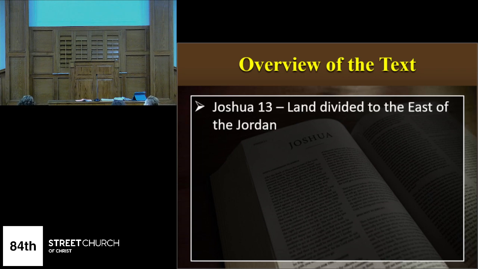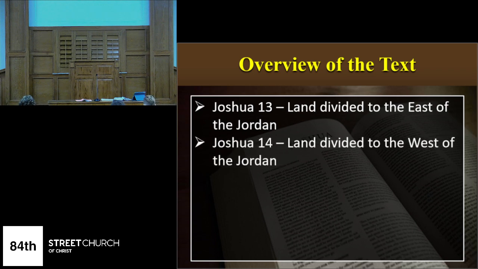First of all, like I said, we're going to be going through 13 through 17. We look at Joshua chapter 13, and what we're going to see throughout this chapter is the land divided that was to the east of the Jordan River. Now, there's some other things there, but chapter 13 has a lot dealing with the land divided to the east of the Jordan River. And this was land that Moses had given, and so we'll get into that.